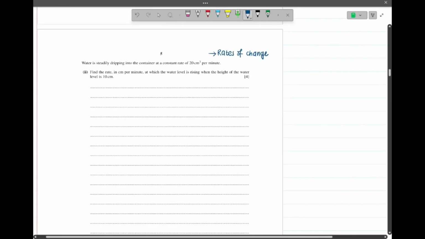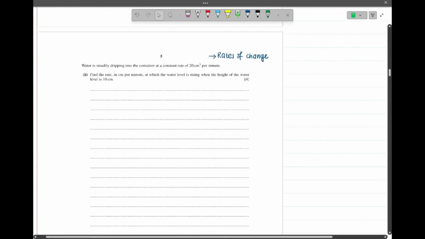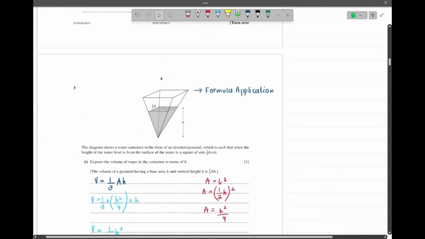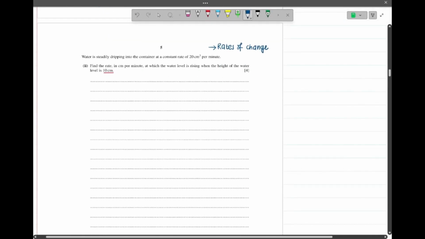Now moving on to the second part of this question, it says water is steadily dripping into the container at a constant rate of 20 centimeter cube per minute. Find the rate in centimeter per minute at which the water level is rising when the height of the water level is 10 centimeter. Now in this question, basically it's a question about rates of change. Rates of change is a topic that derives from differentiation. I'll just write down the formula that we have derived. We have derived V is equal to 1 over 12h cube.